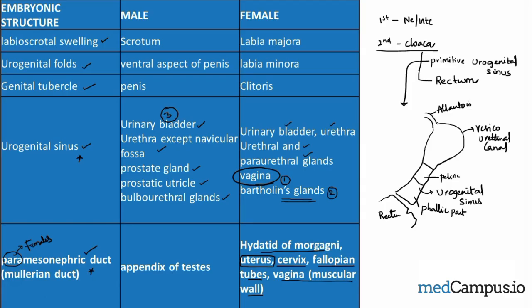The paramesonephric duct is a vestigial remnant when it comes to males. So it is vestigial in males. The only structure which is present from the paramesonephric duct, and which is an important question, is the appendix of testis. So the appendix of testis is a derivative of the paramesonephric duct in males.